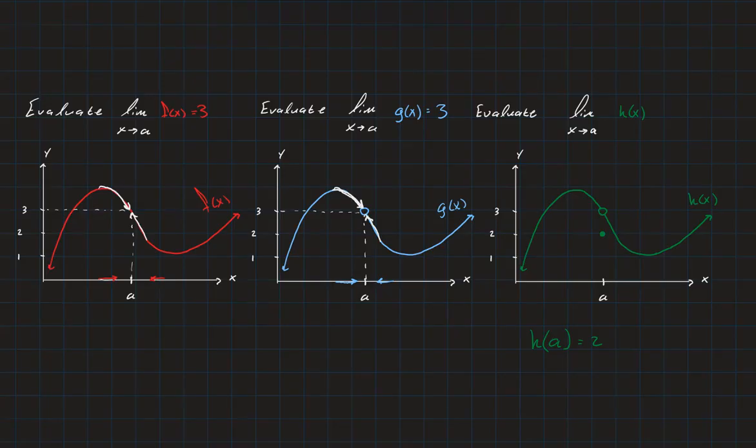But again, we're not interested in evaluating the function at this point. We're interested in the behavior of the function in the region where this point is. So again, if I approach this function from the left, the function does this. If I approach from the right, the function does this. And just like the last two cases, I can see that the behavior of this green function h of x in the vicinity of a is 3.